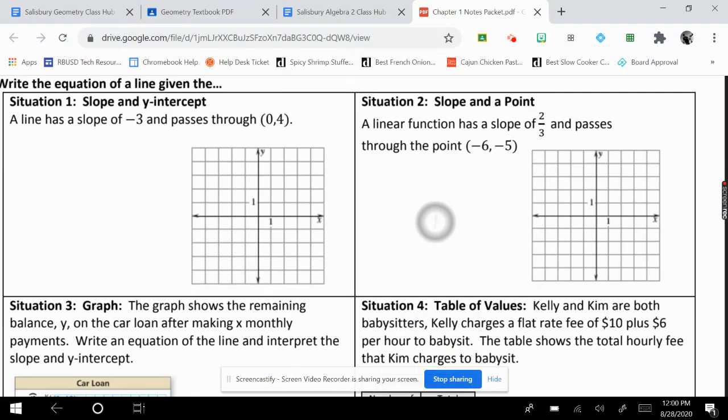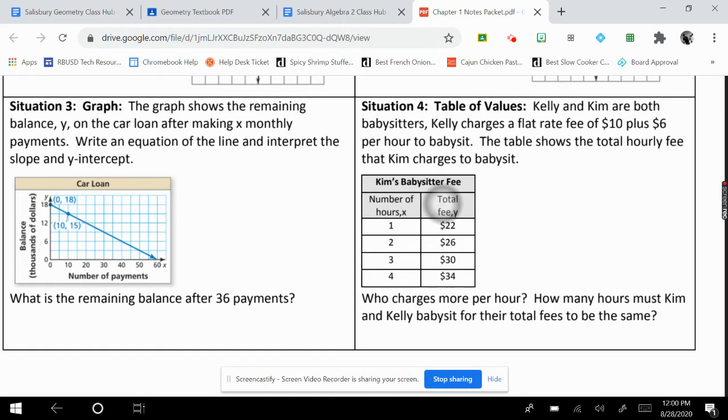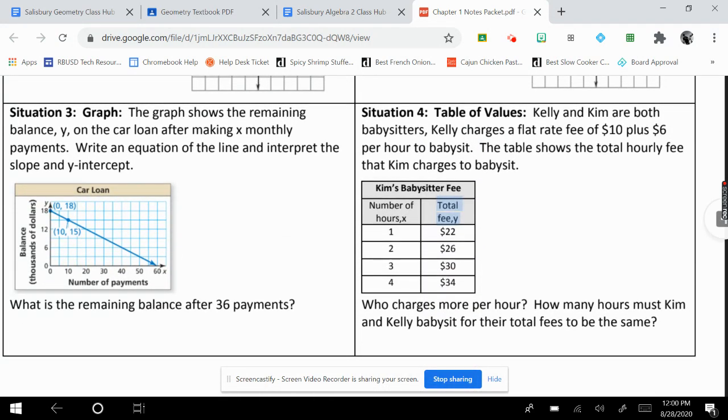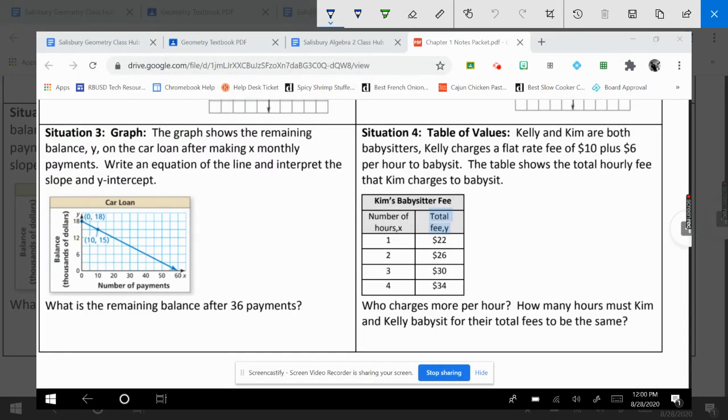Okay. Moving into our last two examples here. We're going to go from the graph now. So the graph shows the remaining balance on a car loan after you make so many monthly payments. This is a good graph, actually, because it's very true. I'm still making car payments. Remaining on your balance y on your car loan after making x amount of monthly payments. Write an equation of the line and interpret the slope and y-intercept.